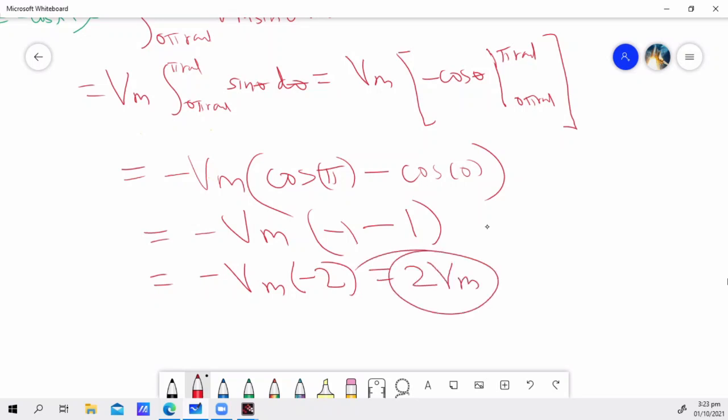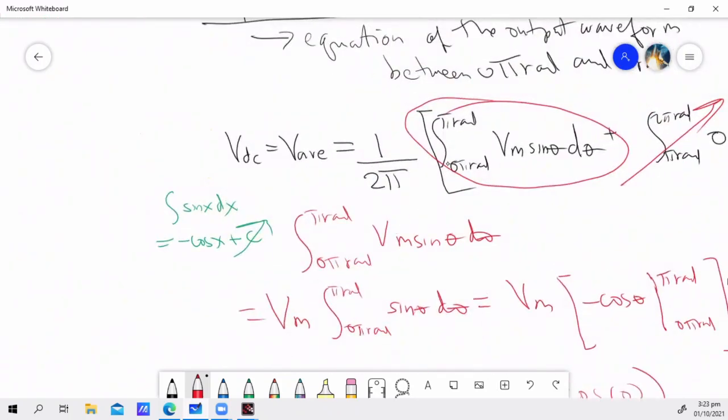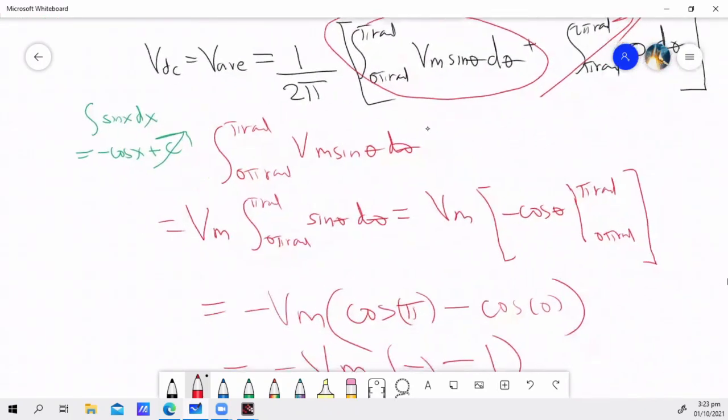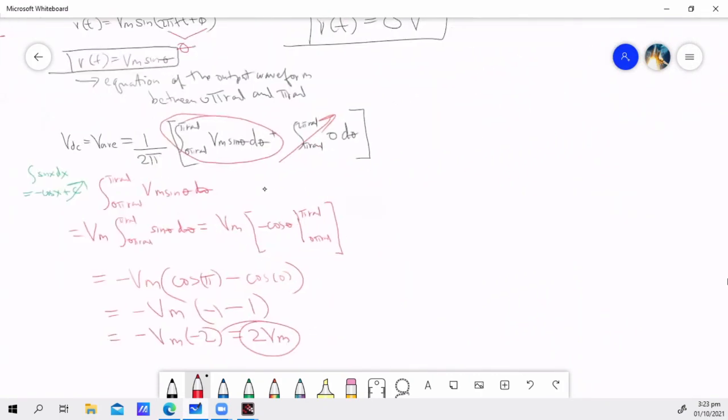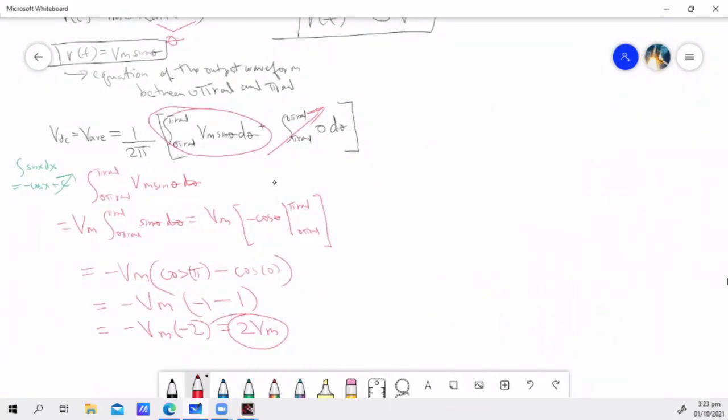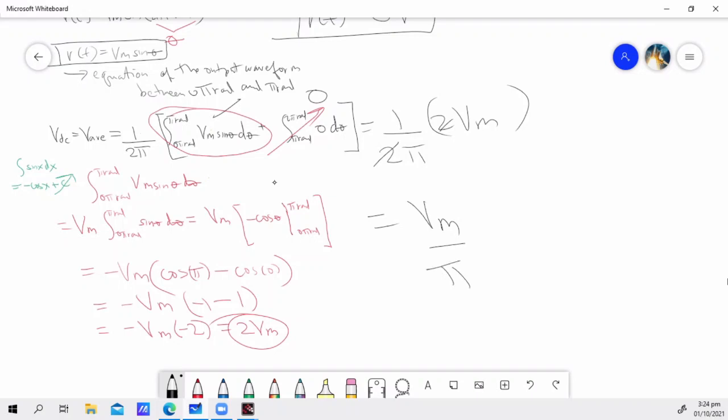Pero hindi pa dyan nagtatapos kasi hinugot lang natin siya dito, di ba? So isasalpak natin doon, pabalik sa equation na yun. So this is equal to 1 over 2 pi. Integral nito is equal to 2 times Vm. Wala na tayong pakialam dito sa second term kasi magsi-zero na siya eh. Okay? So pwede natin i-cancel yung 2. This is Vm over pi. Okay? So ibig sabihin yan, that is your DC.